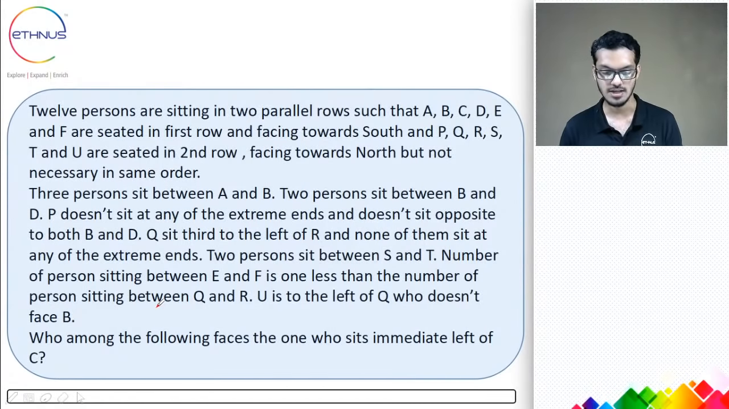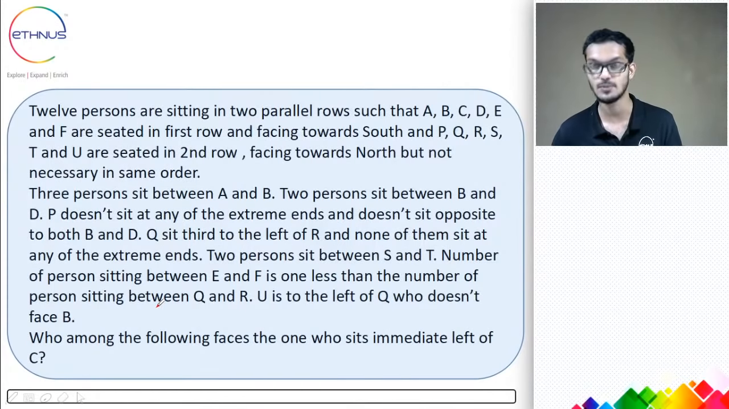12 persons are sitting in 2 parallel rows such that A, B, C, D, E and F are seated in the first row facing towards south, and P, Q, R, S, T and U are seated in the second row facing towards north, but not necessarily in the same order. 3 persons sit between A and B. 2 people sit between B and D. P doesn't sit at any of the extreme ends and doesn't sit opposite to both B and D. Q sits third to the left of R, and none of them sit at any of the extreme ends.